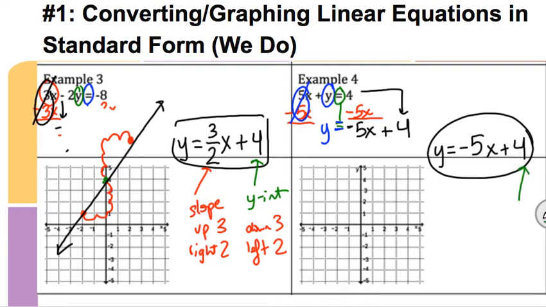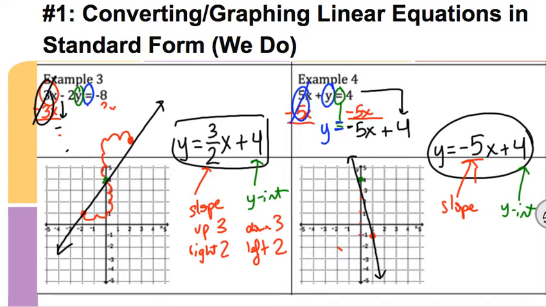This is my y-intercept, and this is my slope. Remember, this is over 1. So I go up 4 on the y-axis, down 5 spaces, 1, 2, 3, 4, 5, and to the right 1 space, and I draw my line.